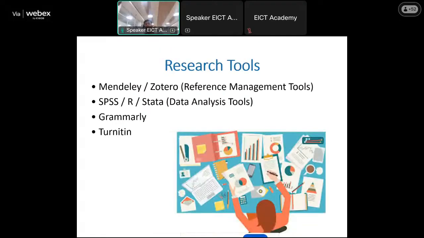Okay. Now there are some research tools which can help you. Okay, for reference management, Mendeley and Zotero are two reference management tools. I believe that will be covered in this particular workshop. Okay, data analysis tools are SPSS, R and Stata. If you want to analyze your data with some statistical parameters, okay, then these are the tools that you can use. Grammarly, definitely, to verify your grammar.